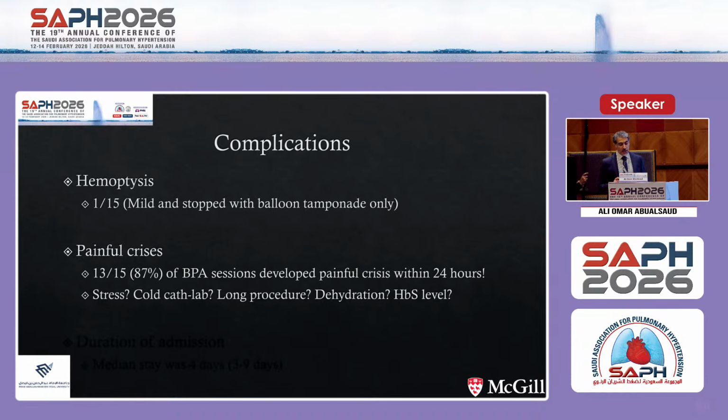Is it the stress of the procedure? Is it the temperature in the cath lab? Is it the length of the procedure? Are they dehydrated, NPO? Is it their hemoglobin S level? So my approach generally, and I use the Okayama style BPA, is that I have 60 minutes of fluoroscopy, 125 of contrast, or like 250 total diluted, and I do what I can in that session. Is it too long? Should I just do 2 segments at a time, shorten it, make it simple?